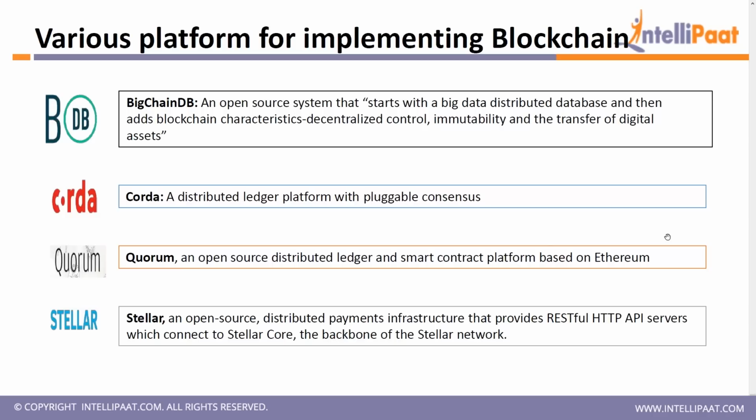Quorum, an open source distributed ledger and smart contract platform based on Ethereum, that is a customized Ethereum platform using distributed ledger and smart contracts. Stellar, an open source distributed payment infrastructure that provides RESTful HTTP API servers which connect to Stellar Core, the backbone of the Stellar network, and help give you a blockchain network where you can do your transactions related to your business needs.